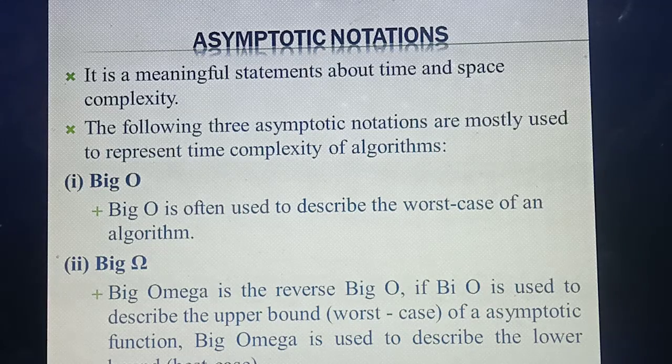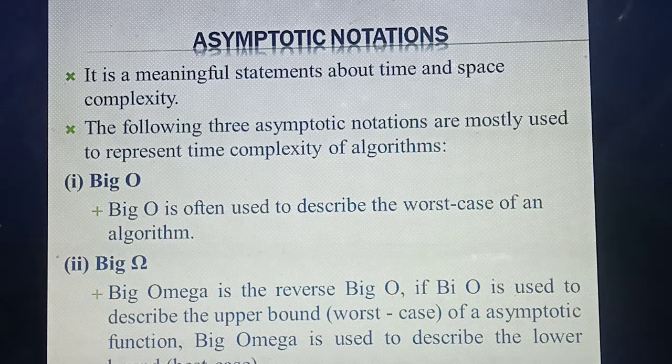What are the 3 asymptotic notations? Very important 3-mark question. Big O, big omega, and big theta. Listen carefully, please study this. Big O will always represent or describe the worst case of an algorithm. So big O is always used to describe what? The worst case of an algorithm.